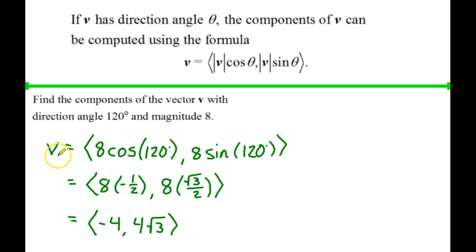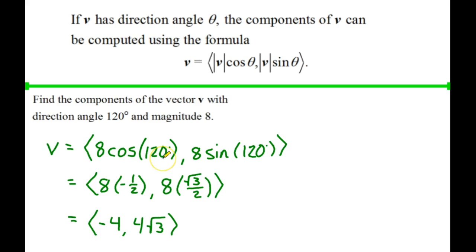Using the formula, we get v is equal to 8 times the cosine of 120 degrees for our first component, and the second component is going to be 8 times the sine of 120 degrees. Now this is where, if you have a good understanding of the unit circle, it makes simplifying this really quick.